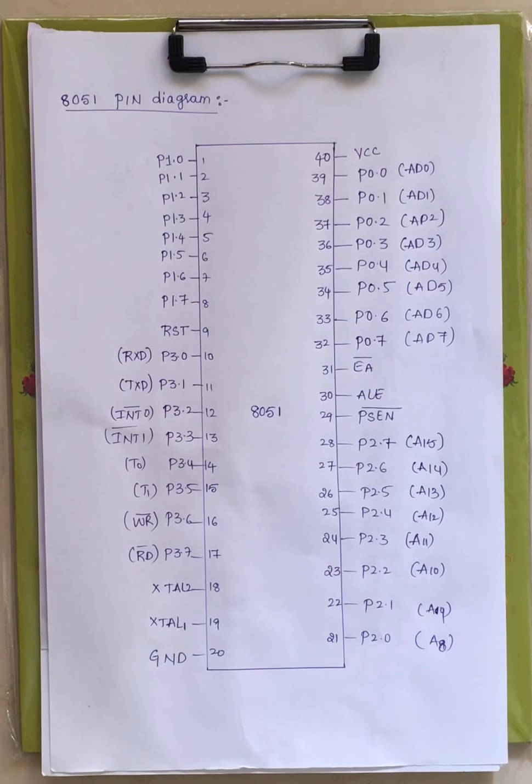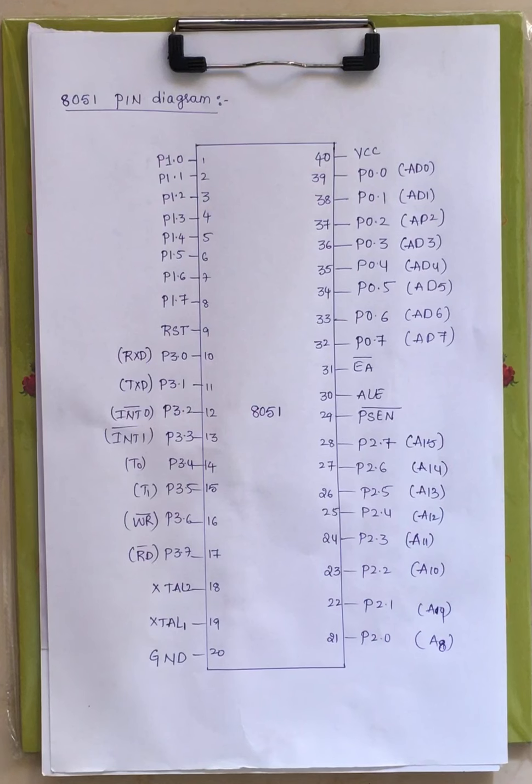How many ports does the 8051 contain? 4 ports, as we have seen in the previous lecture. What are those? Port 0, port 1, port 2 and port 3. All these 4 ports are of 8 bits and all 4 ports are bidirectional. Bidirectional means through these ports either you can give the input or you can collect the output.